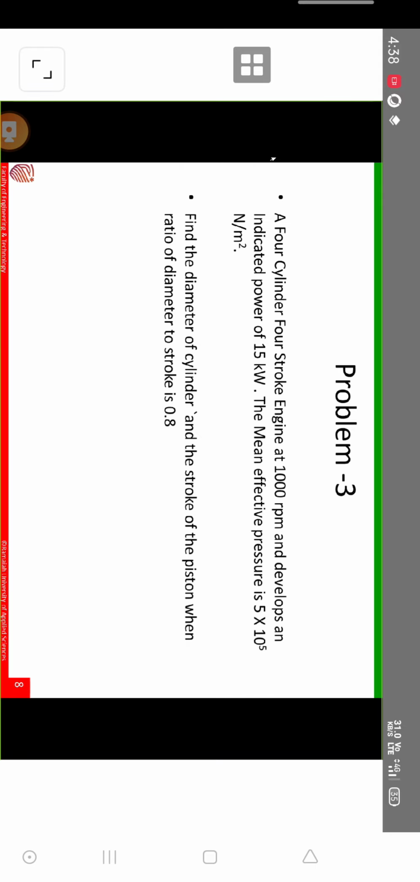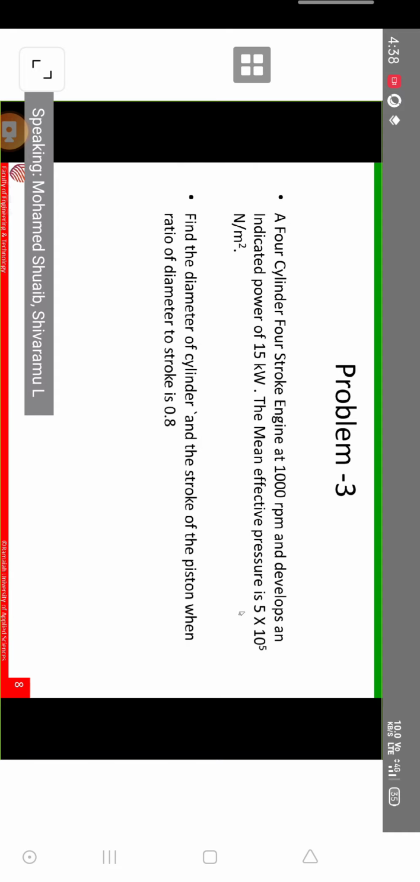So this is a 4-cylinder and 4-stroke engine, and it runs at 1000 rpm. It develops an indicated power of 15 kilowatt, and they have given mean effective pressure as 5 into 10 raised to 5 Newton per meter square. What they are asking you to calculate is the diameter of the cylinder and the stroke of the piston. That means you have to calculate L as well as D. For that they have given the ratio of diameter to stroke, that is D by L, as 0.8.